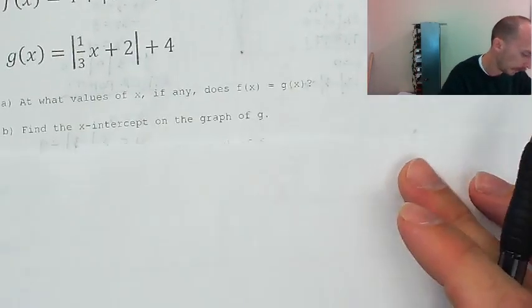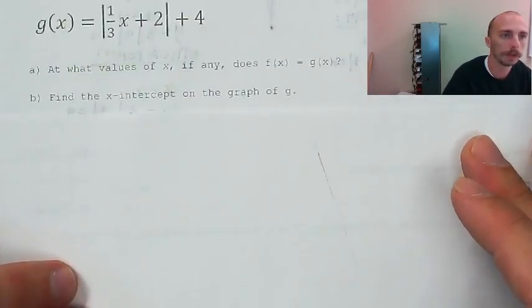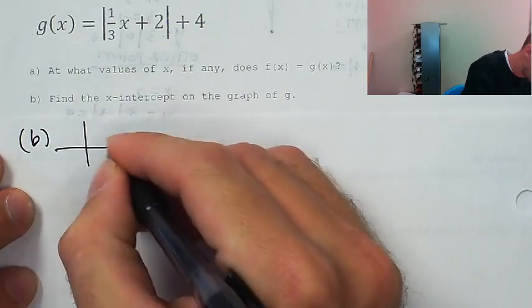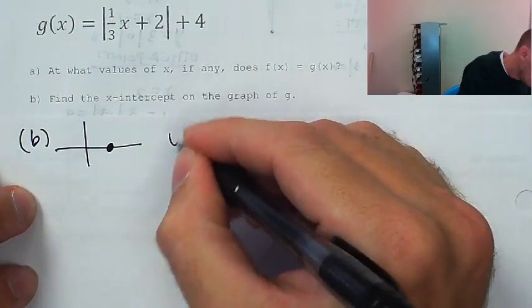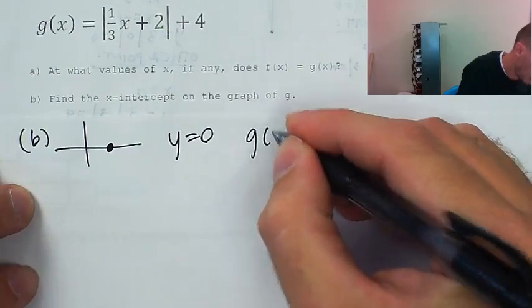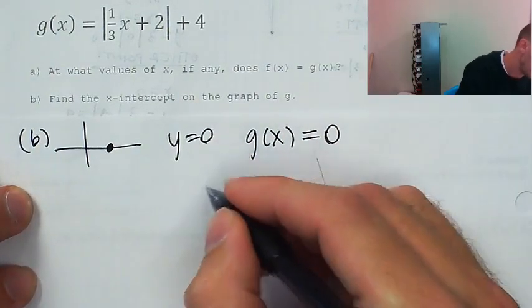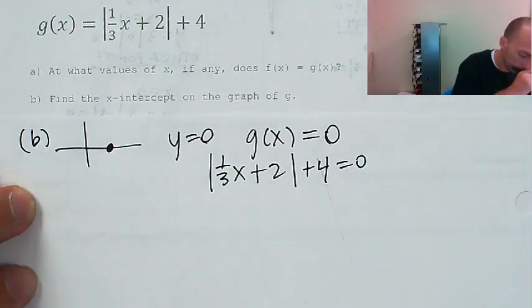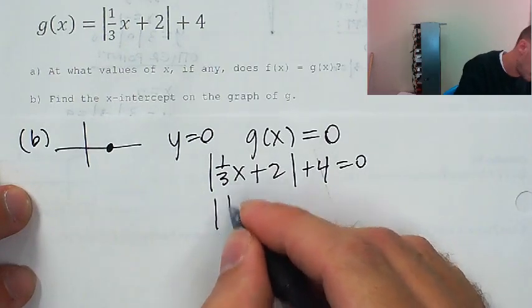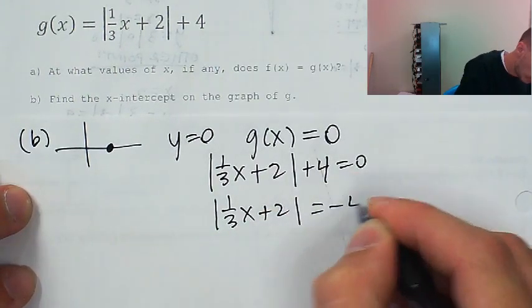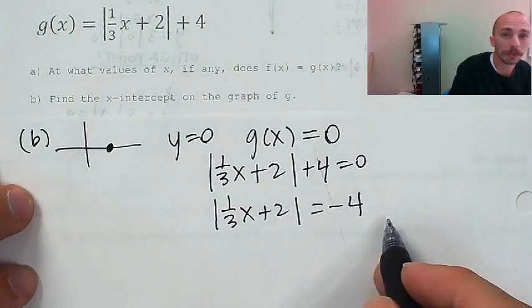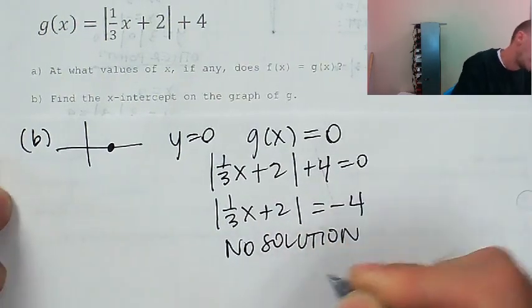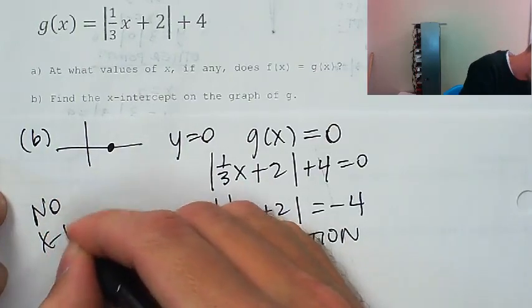All right, part B, find the x-intercept on the graph of g. Well, we just would need g for that. For an x-intercept, that's a point where y is equal to 0. So we're going to say g of x represents y, so g of x equals 0. Absolute value of 1/3 x plus 2, plus 4 equals 0. Now let's isolate the absolute value. And if the absolute value equals a negative number, you know that that has no solution. And so I would say that it has no x-intercepts.